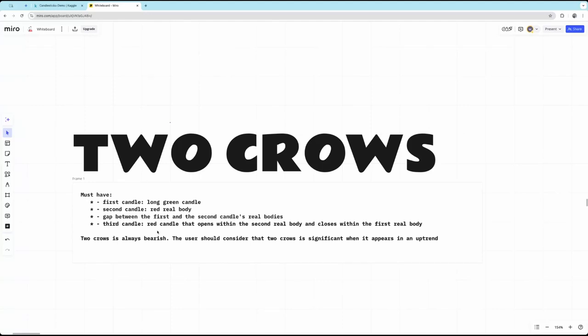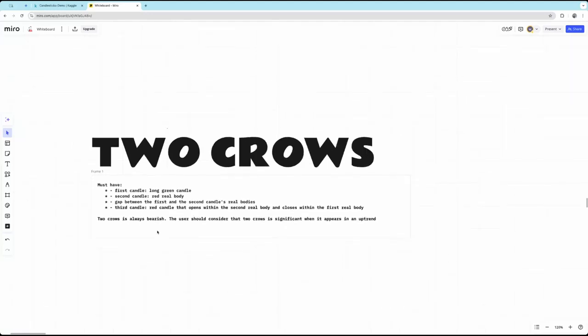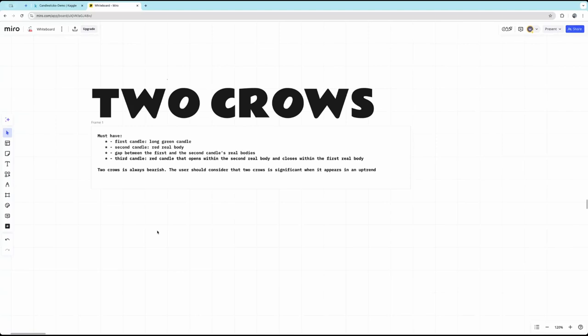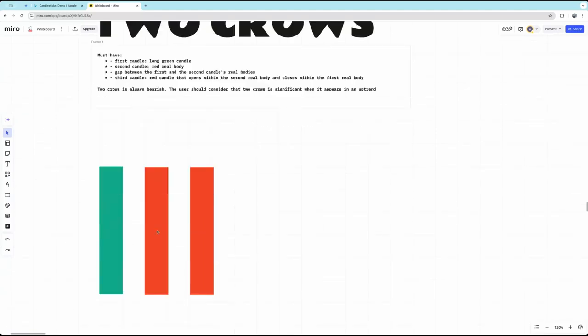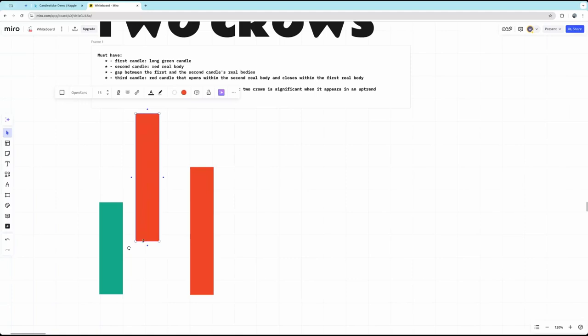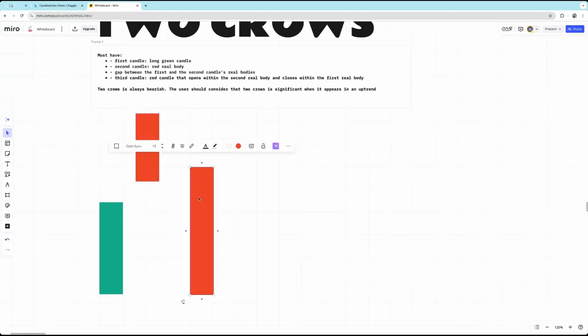The two crows candlestick pattern has 3 candles. The color pattern to look out for is green, red, red. The first is a long green candle, then we have a gap between the bodies of the first and the second candle. The last red candle has to meet 2 conditions.